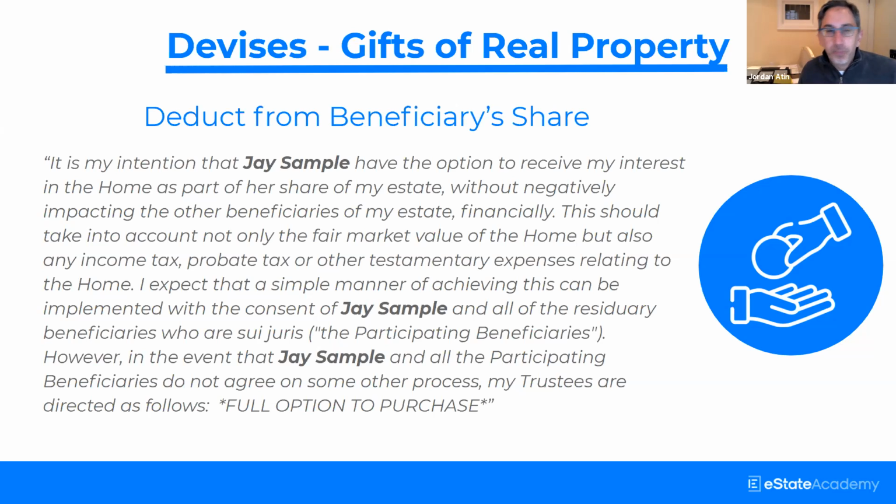And this is the hope, that I expect there's a simple manner for achieving this with the consent of Jay and all of the beneficiaries. And so you could stop there if you have great faith that there's not going to be a problem. But what I often build in is, if that doesn't work, a formal option to purchase. This is a much simpler way to do it. And if everybody can figure it out on their own, that's great. But if you can't, then we build in a more formal option to purchase, and that is triggered if there's no agreement.